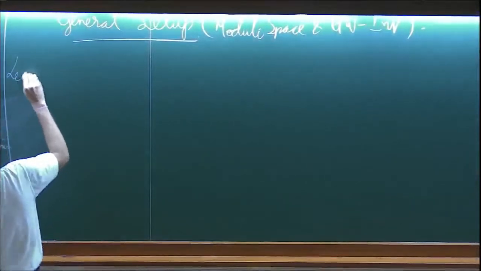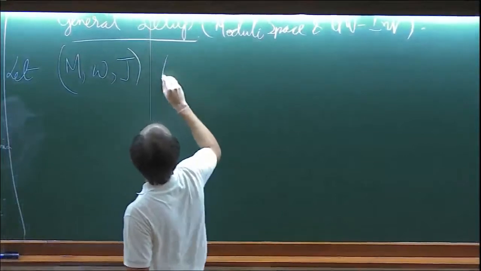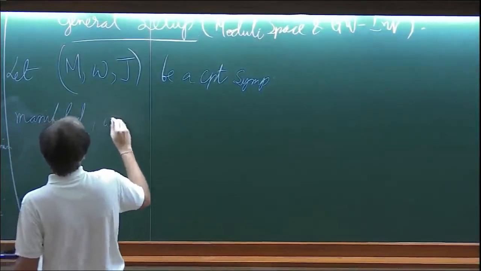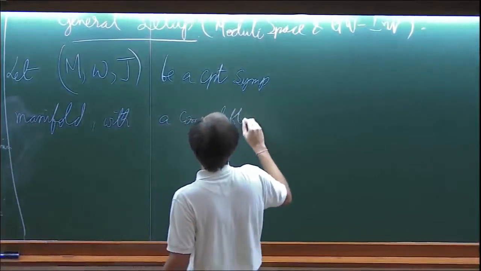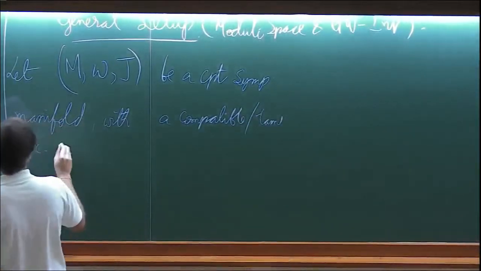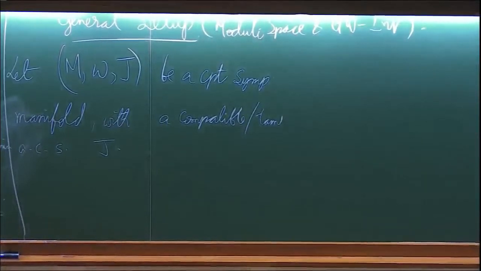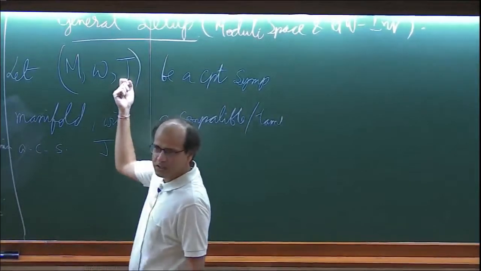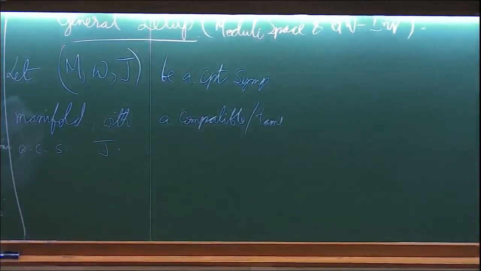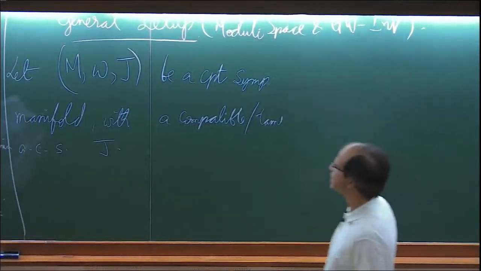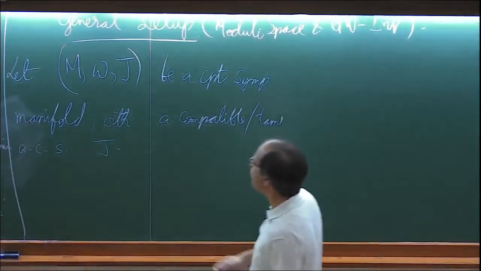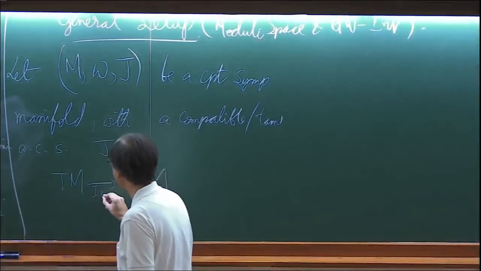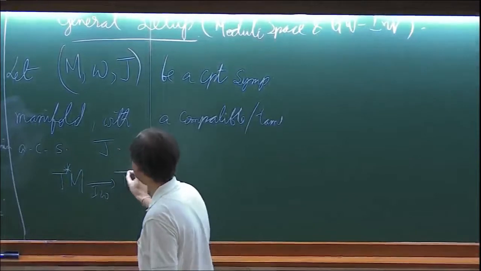So the general setup is as follows. Let M be a compact symplectic manifold with a compatible almost complex structure J. It really doesn't matter what these words mean, but in case, I'll just quickly say what they are. A symplectic form is a closed non-degenerate two form. And an almost complex structure is a section of endomorphisms of TM such that J squared is minus identity. And you say that this almost complex structure is omega-compatible. If so, using this almost complex structure, you can get an isomorphism from TM to T star M. This is using your omega.